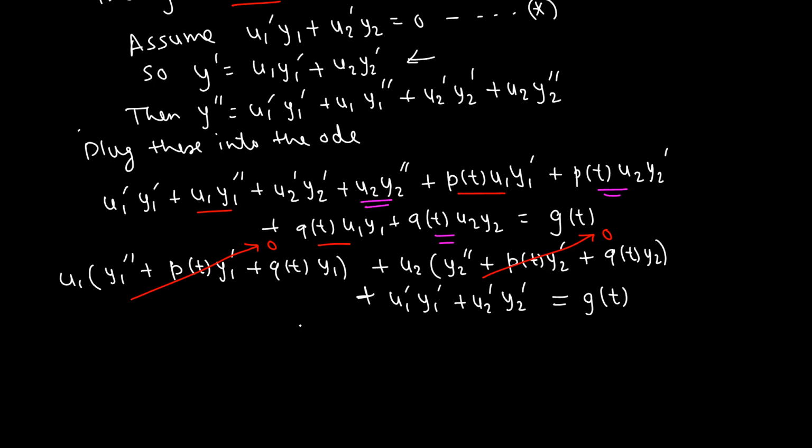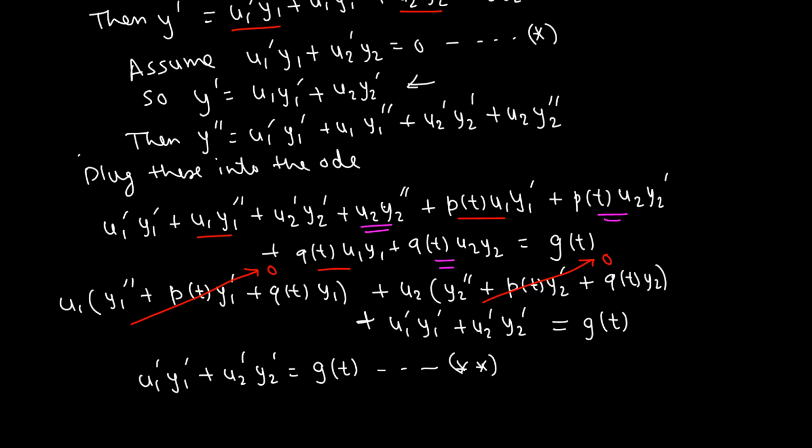Then we have only these two terms left, so that is u1 prime y1 prime plus u2 prime y2 prime equal to g(t), and this is another condition on u1 prime and u2 prime. Okay, we would only get one condition. We already assumed here, look at star, equation star, and let's say this is double star. Now basically we solve star and double star for u1 prime, then we can get u1 by integration. So we now solve star and double star for u1 prime and u2 prime.